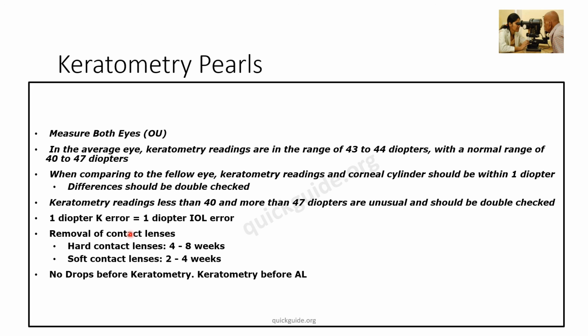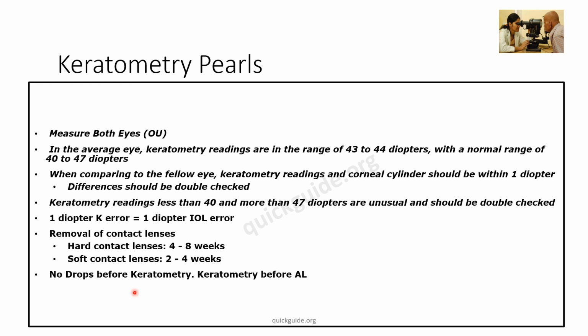So a one diopter K reading error, remember we discussed this before, can lead to a one diopter IOL power error. So that is why keratometry has to be done again and re-verified if there is a difference between the two eyes of more than one diopter. If the patient is wearing contact lenses, it is important that the contact lenses are discontinued for at least 8 weeks in cases of hard contact lenses, and soft contact lenses at least 4 weeks.